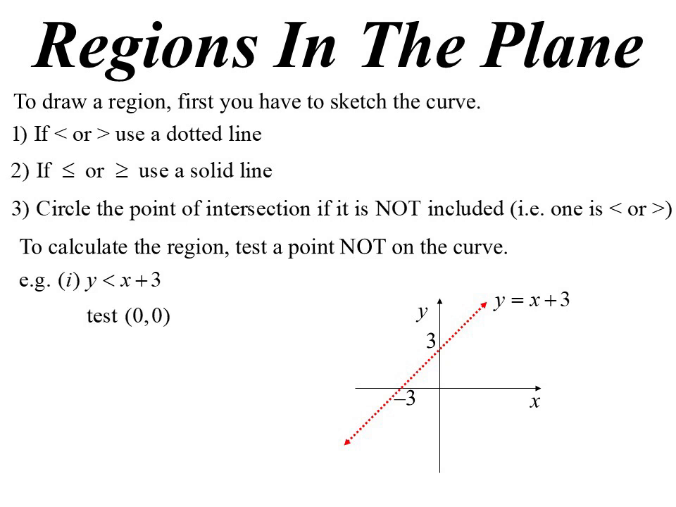And if I did that, not that you'd probably write this down, you'd be doing this in your head probably: 0 is less than 3. Oh yes, it is. 0 is less than 3. Therefore, we're on the right hand side of this line. The point (0, 0) is included in that region.